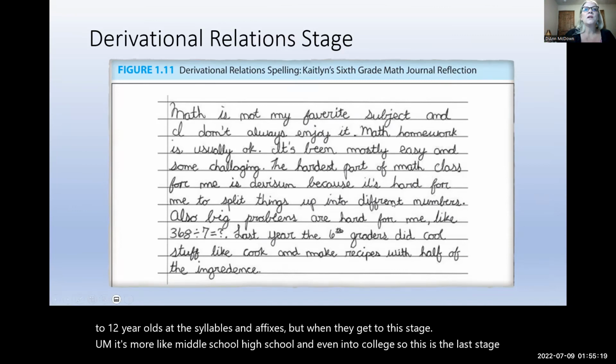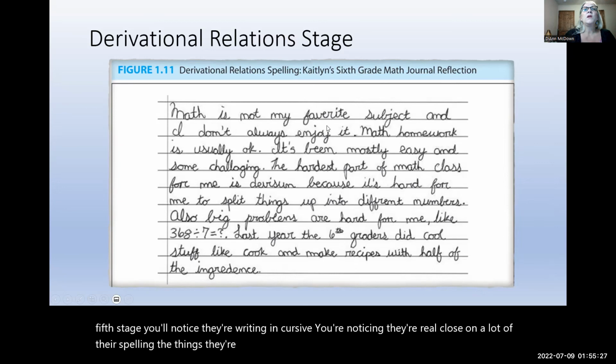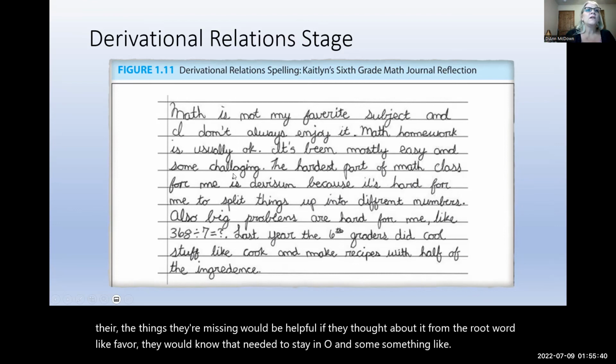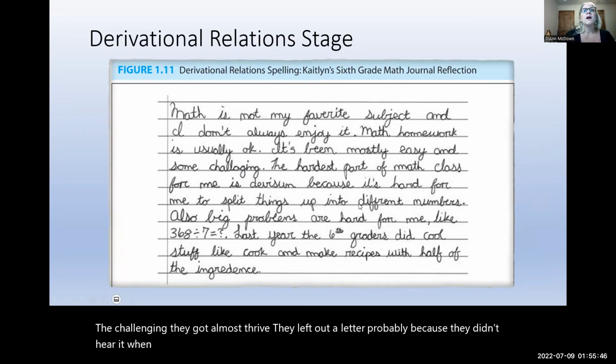You'll notice they're writing in cursive. You're noticing they're real close on a lot of their spelling. The things they're missing would be helpful if they thought about it from the root word, like favor. They would know that needed to stay an O. Something like challenging, they got almost right. They left out a letter probably because they didn't hear it when they enunciated it.